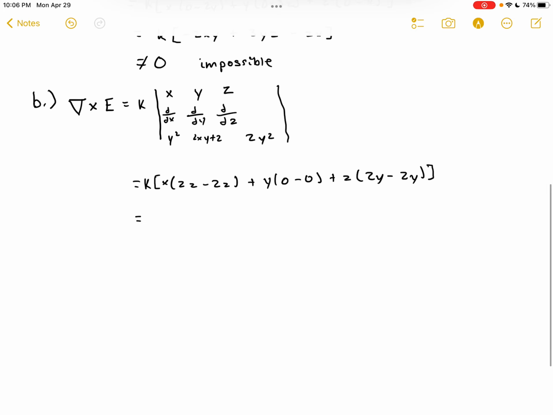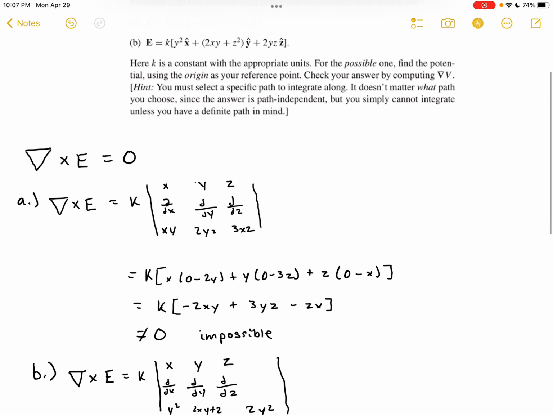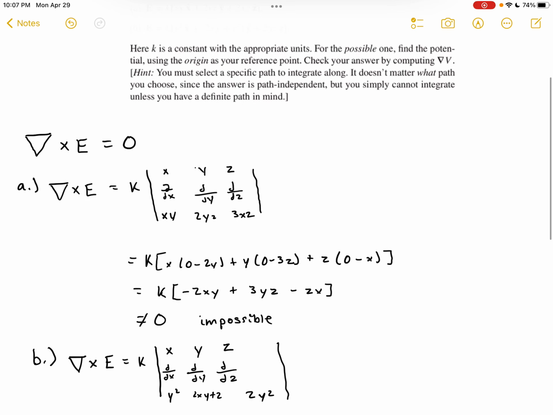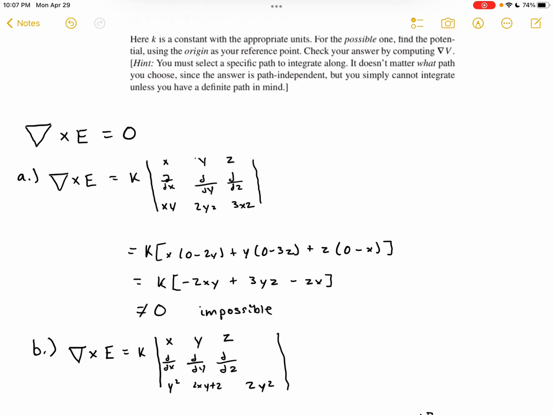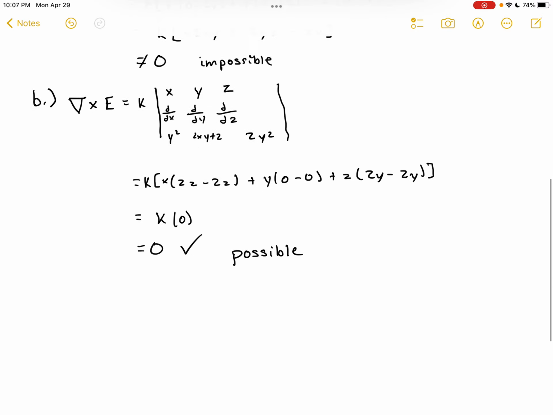which can be further simplified to K times 0, where K is a constant. So we know this is 0, so that verifies this is possible. So now the question asks us, for the possible one, to find a potential using the origin as a reference point, and then check our answer by doing the gradient of V.